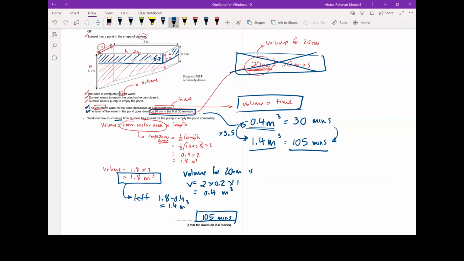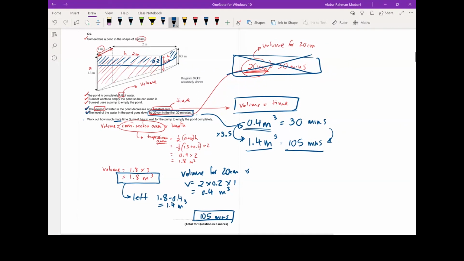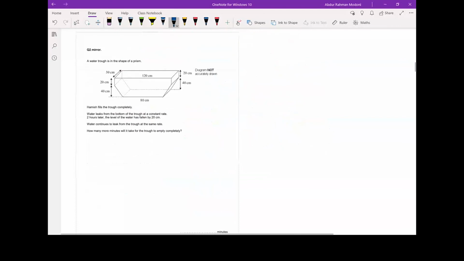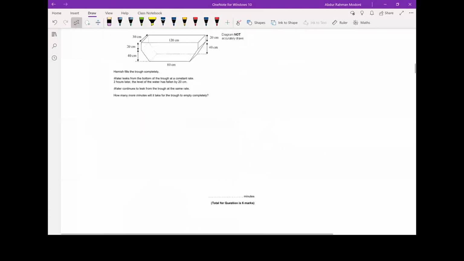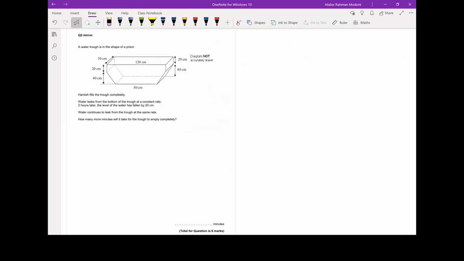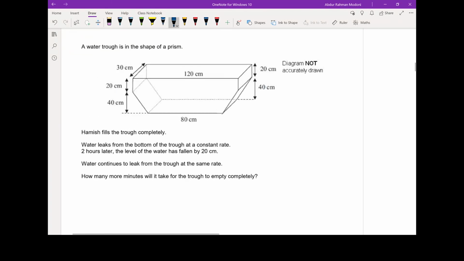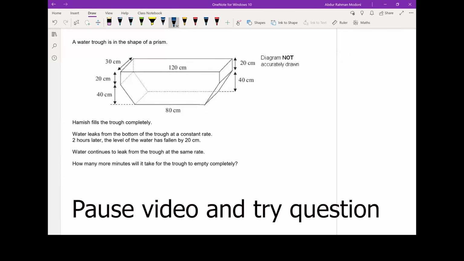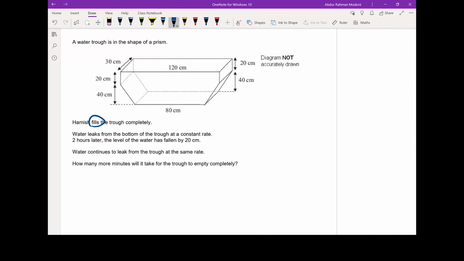Okay, right, so your turn to have a go. I'll leave this one up, but the question that I'd like you to have a go at is the question 2 mirror question now, please. Water trough is a prism, and it then goes on to say Hamish fills the trough completely. So at this stage, I'm going to work out the volume, because the word fill means to refer to the volume. So the volume is worked out by doing cross-section area of this prism times the length.